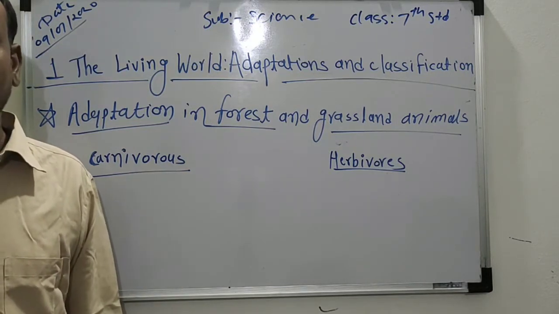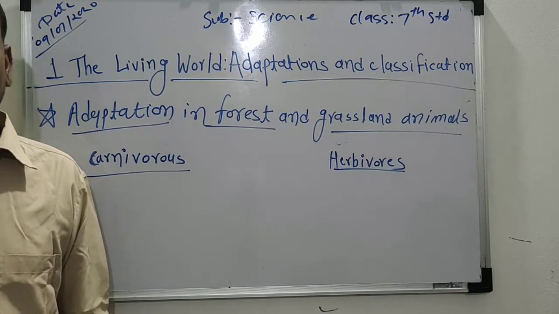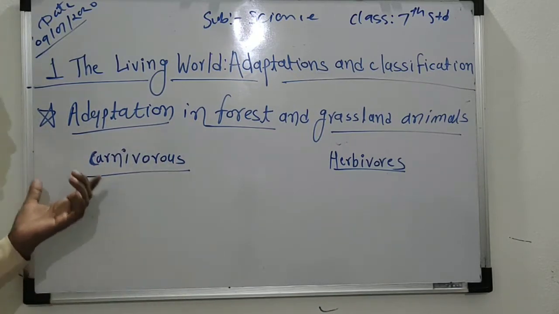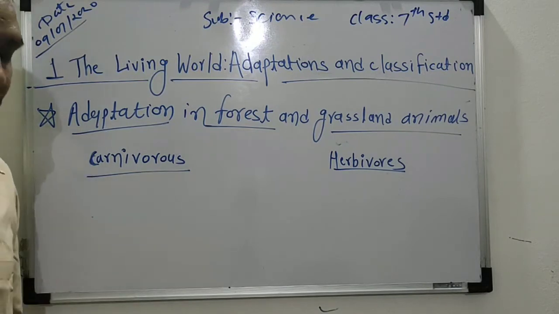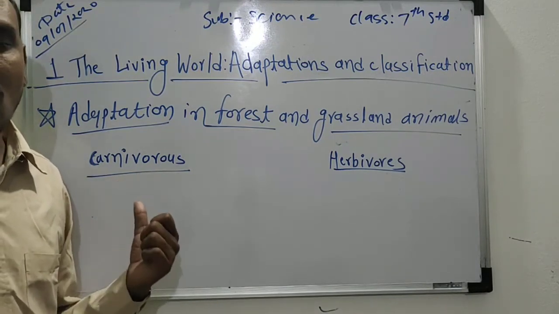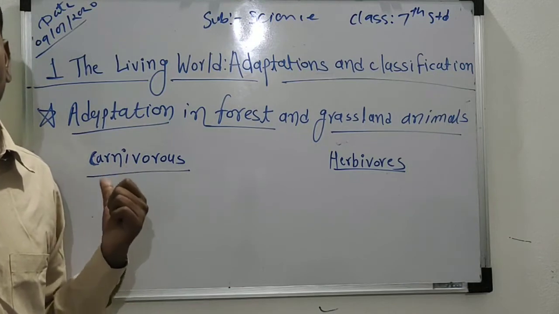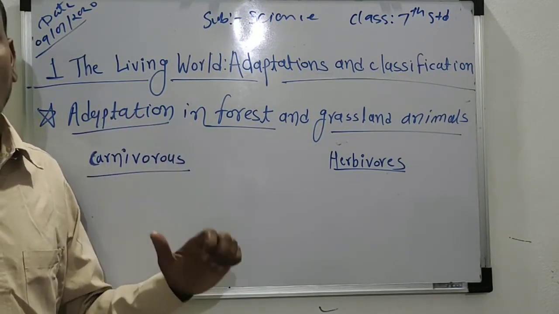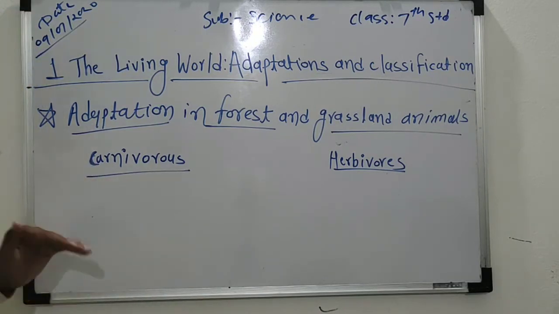What is the speciality of that? Yes, they run fast, so for that purpose their legs are very strong. So a lion has strong legs, runs fast, and captures its prey. For what purpose do they use their legs? Running fast to capture their prey.